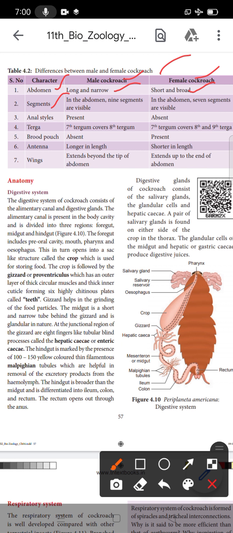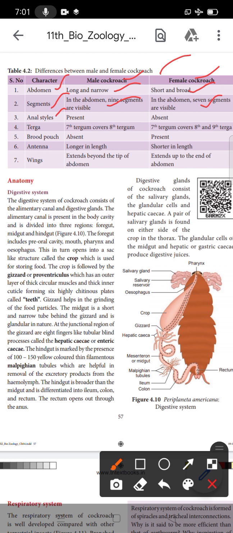Then segment. What is a segment? A segment is a division. In the male cockroach, 9 segments are present in the abdomen, and all 9 are visible. But in the female cockroach, only 7 segments are visible in the abdomen. So the male cockroach has 9 segments, 9 divisions, but the female cockroach has only 7 segments.